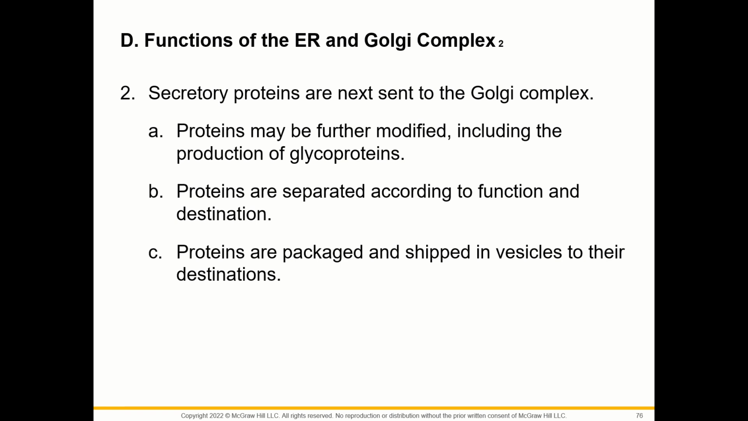All right. So now we're going to see that secretory proteins are next sent to the Golgi complex. The proteins may be further modified, including the production of glycoproteins. Proteins are separated according to their function and their destination, and the proteins are packaged and shipped in vesicles to their destinations. So we often talk about the Golgi complex as a post office or like a UPS center. And so that's what they're doing. They are separating, packaging, and shipping the proteins.